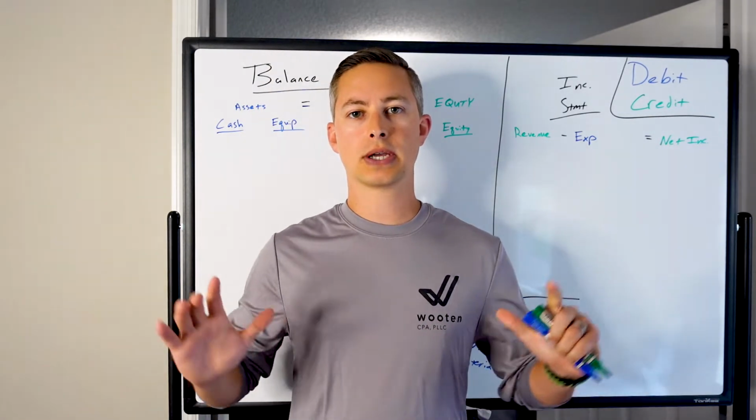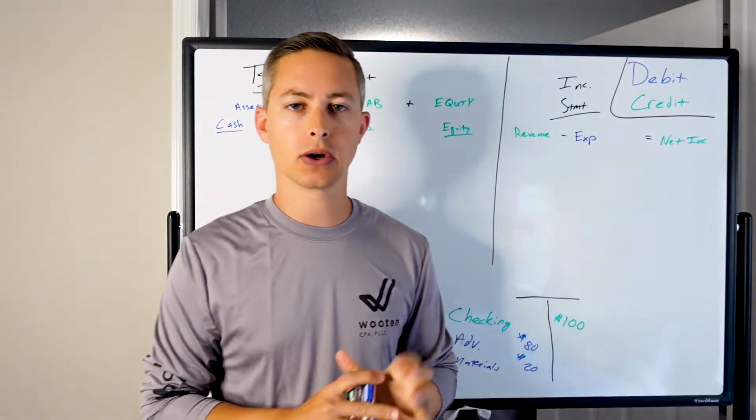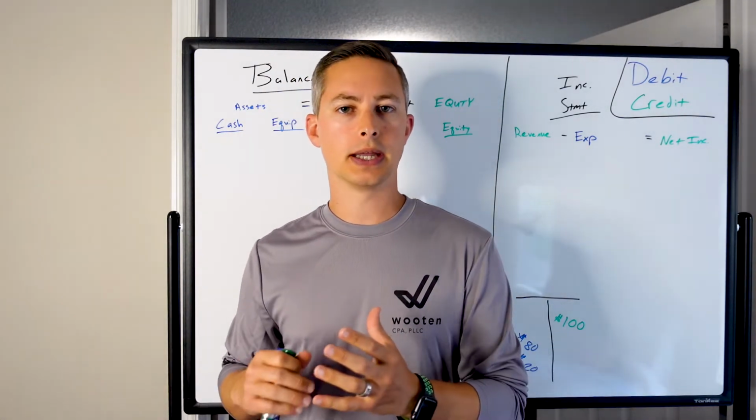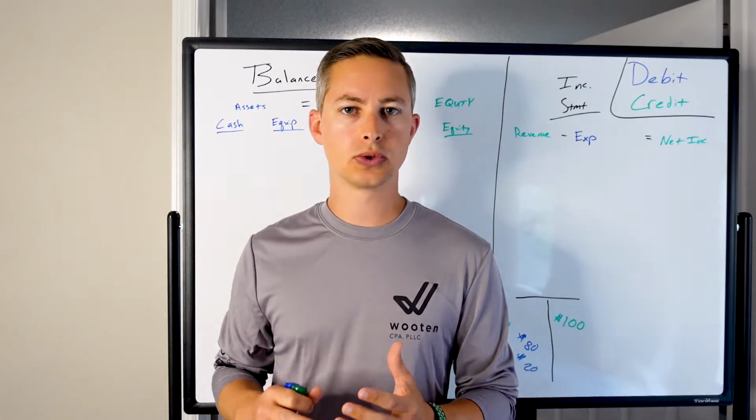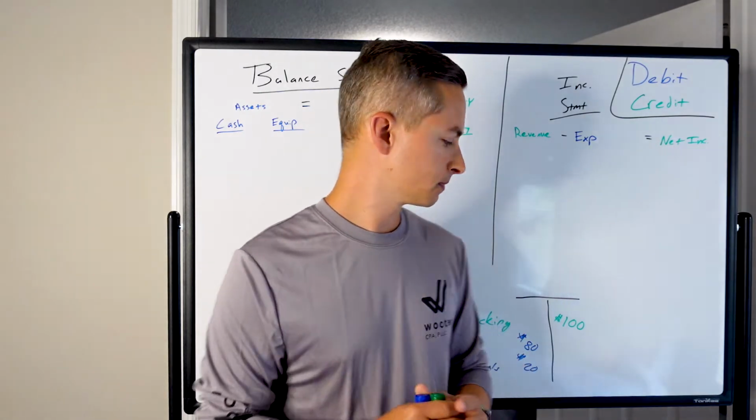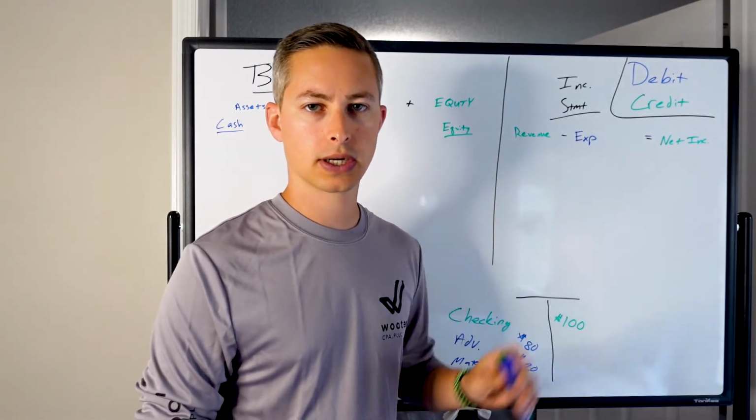Let's now look at how that interacts with our balance sheet and our income statement. Now I have another video, I'll post a link here. It talks a little bit about the interaction between and an introduction to the balance sheet and the income statement, but we're going to cover a little bit of that here as well. So let's take this same journal entry and let's put it on our balance sheet and our income statement.